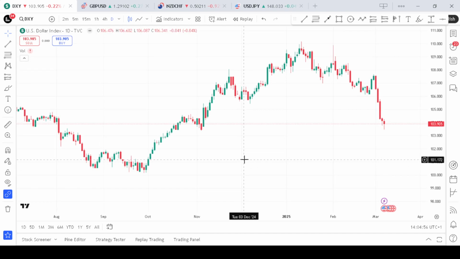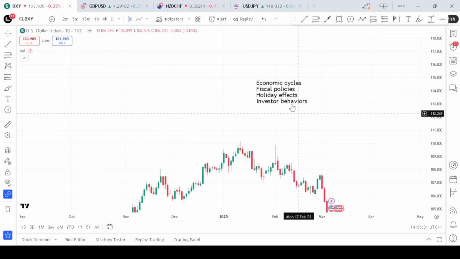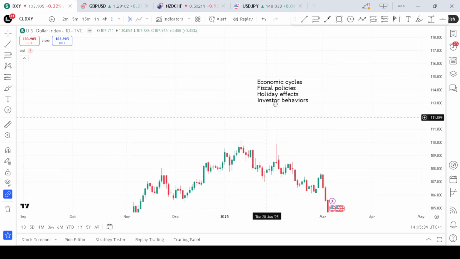These are recurring patterns or trends that certain currency pairs exhibit at specific times of the year. These patterns are not random but are grounded in historical data and observable trends. As a trader, understanding seasonality can give you a significant edge in anticipating market movements and adjusting your strategies. So seasonal patterns in forex emerge due to various factors, and the factors are as follows: economic cycle, fiscal policy, holiday effect, and investors' behaviour.